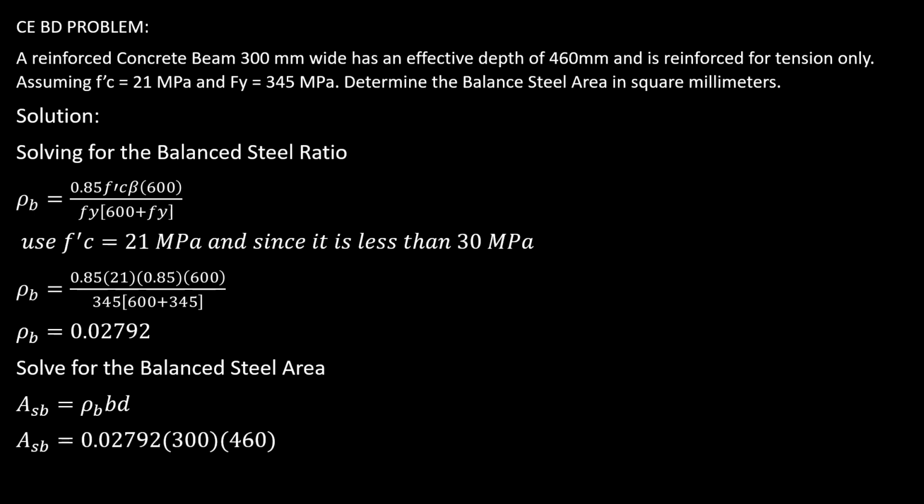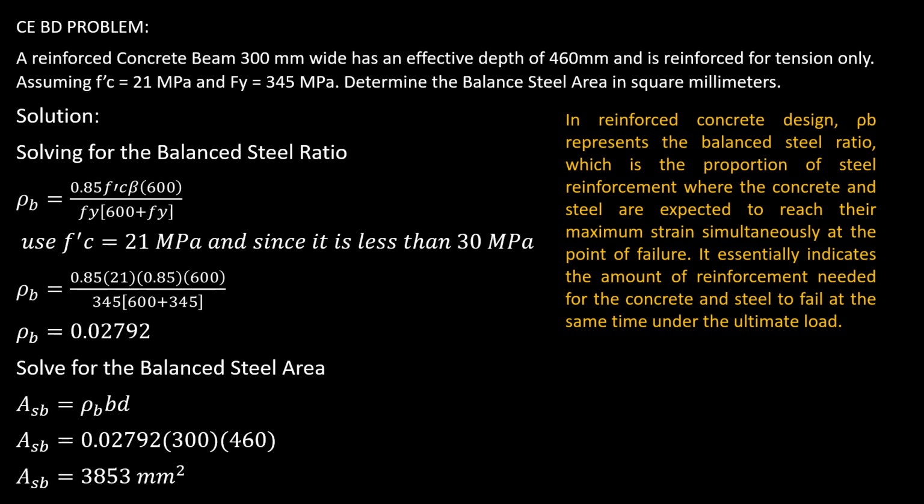Balanced steel area is equal to 0.02792 times 300 millimeters times 460 millimeters. Finally, our final answer to this is 3,853 square millimeters.